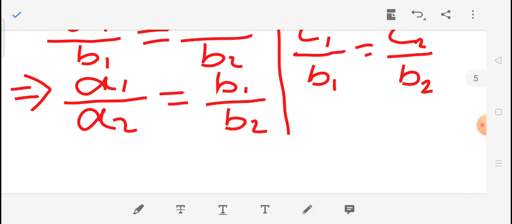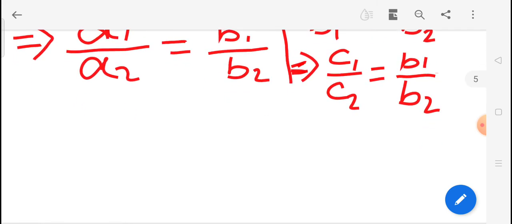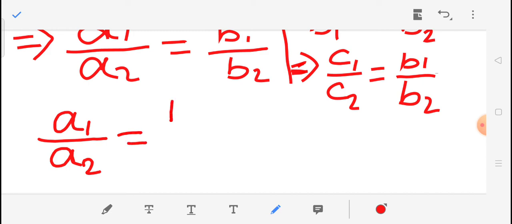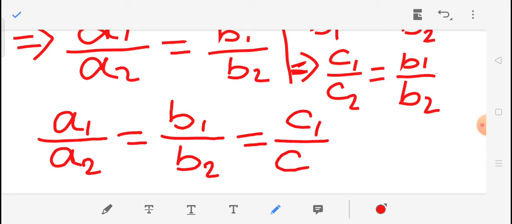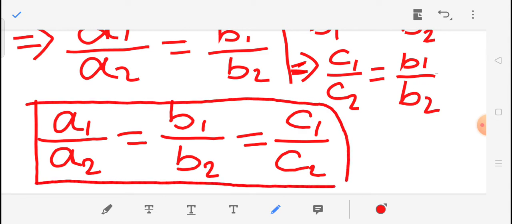Now if we see a1 by a2 is equal to b1 by b2, as well as c1 by c2 equal to b1 by b2, then we can easily get the final conclusion: a1 by a2 equals b1 by b2 equals c1 by c2. So this is the condition in terms of its coefficients for the many solutions case.